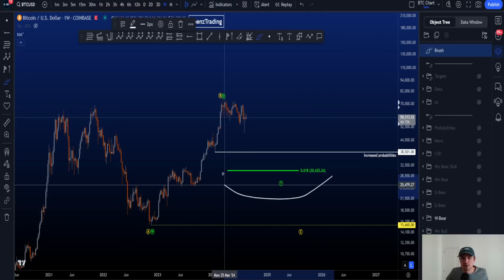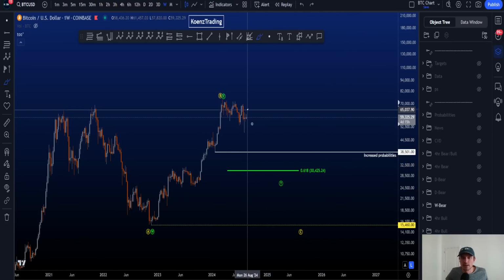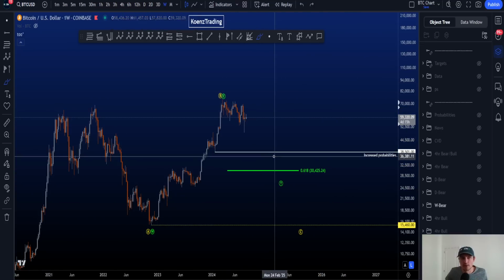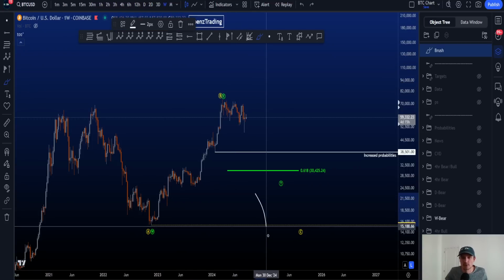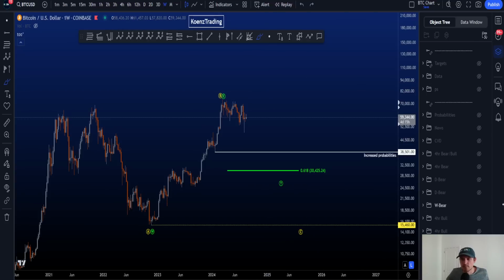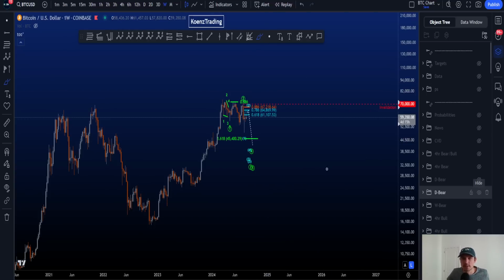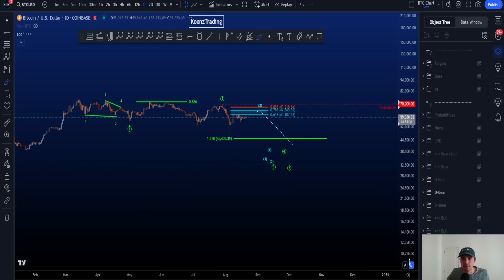So I prefer to first look for wave Y, and by the time price does come down and we look for a bear market, we will have a much better idea of what the structure is and what the probabilities are to continue down to 15.4K. But at the moment, not yet really the highest probabilities on a weekly time frame.